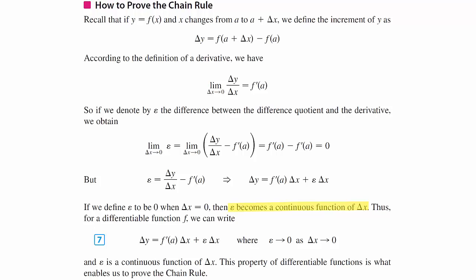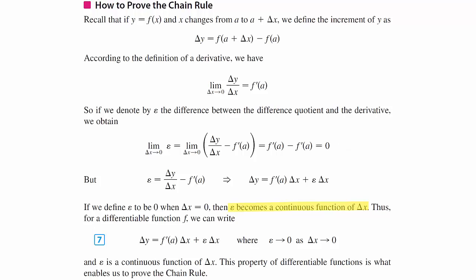We plugged in as delta x approaches 0. We didn't exactly say that delta x is specifically 0, but as delta x approaches 0, you get an idea of where delta x is going. And as delta x approaches 0, you get the resulting epsilon equal to 0, which is what we set up here. That being said, epsilon is a continuous function of delta x.